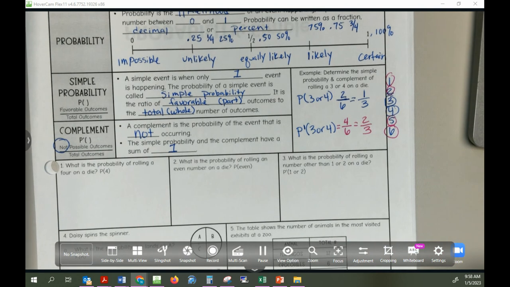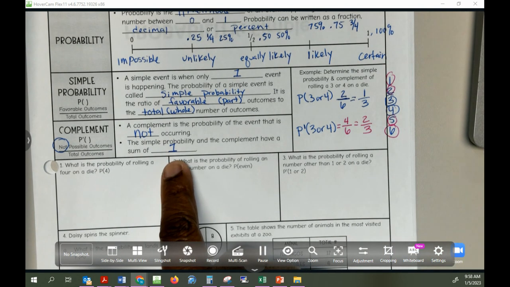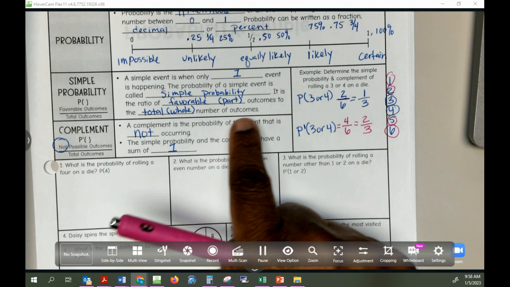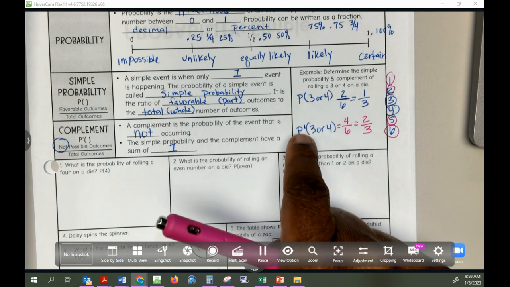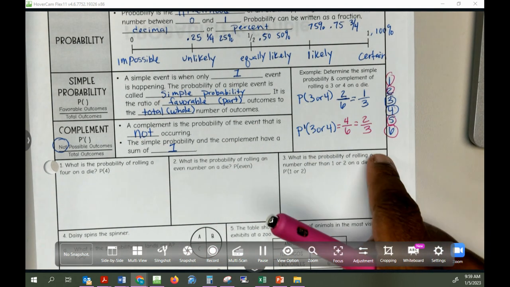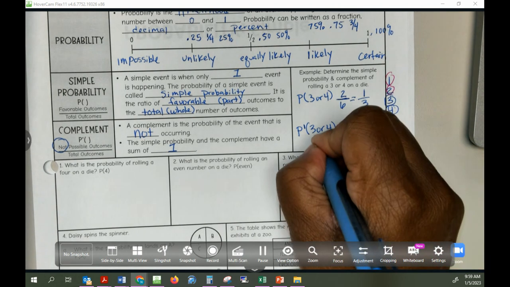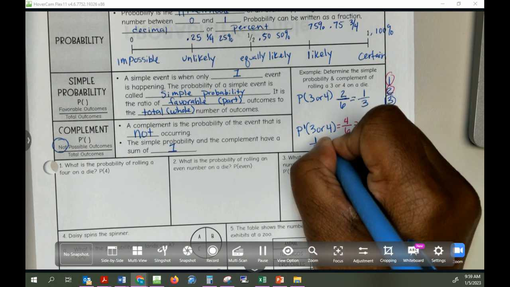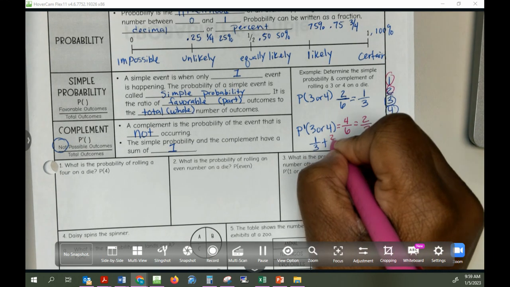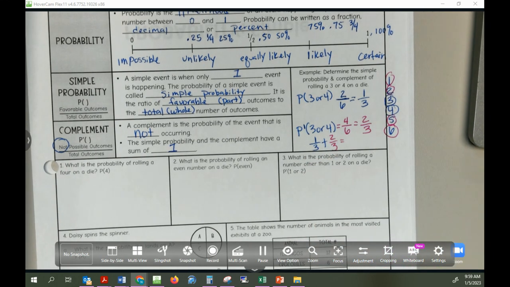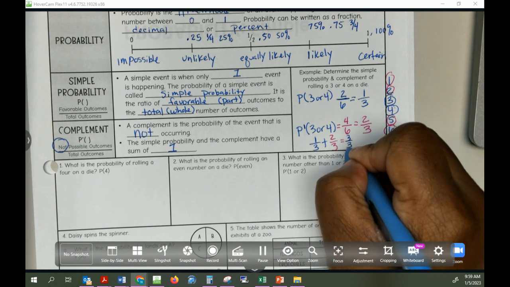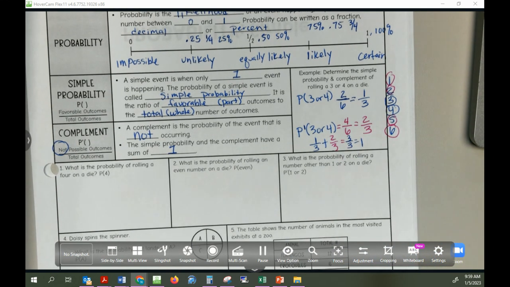2/3. And so what it's saying here is that anytime I know the actual probability and the complement, I should be able to add them up to get 1. So when I have 1/3 plus 2/3, that equals 3/3, which is 1.